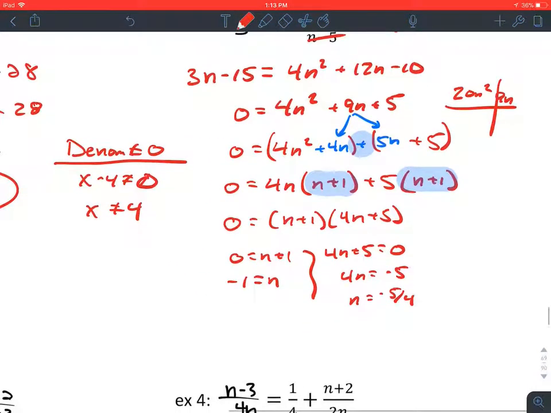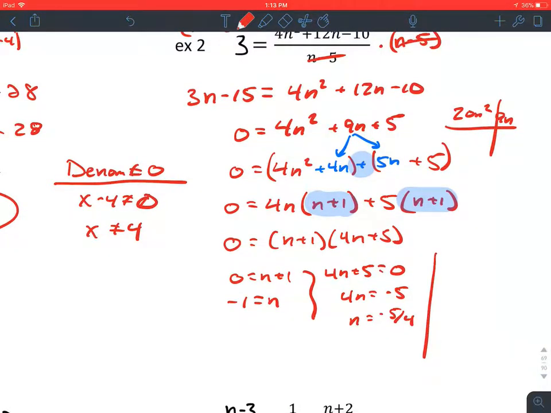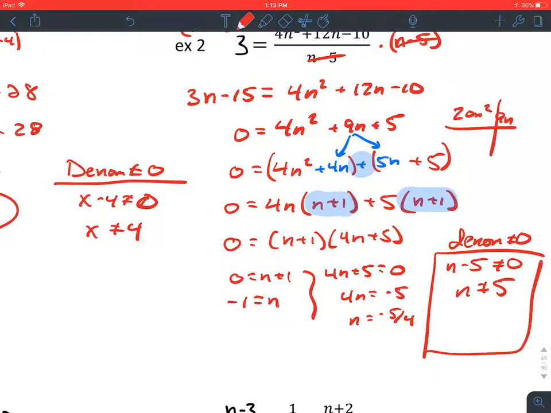We have to account for the denominator. Can't be 0. Our denominator was n minus 5. So n can't be 5. That does not conflict with either solution, so these are our two solutions for this problem.